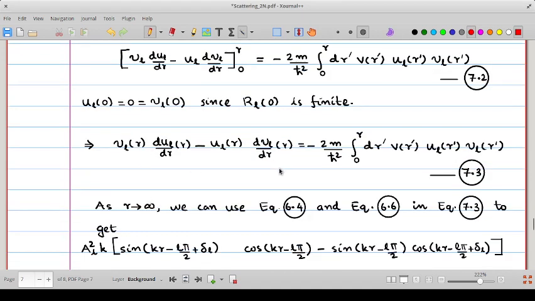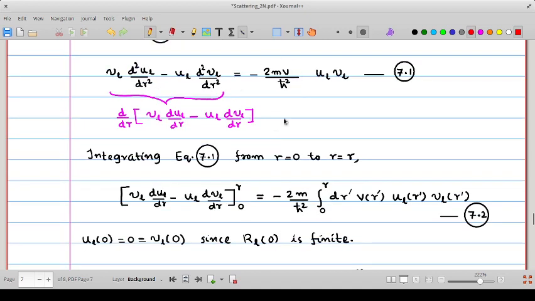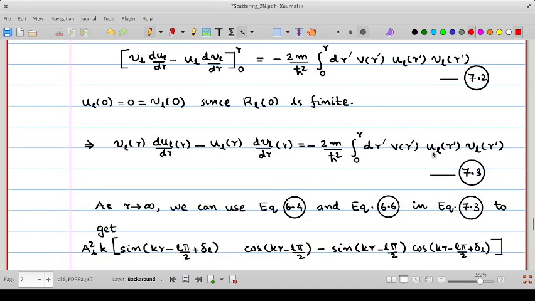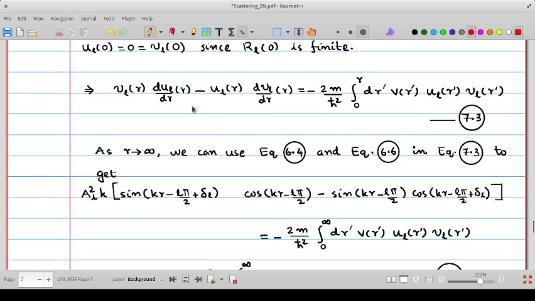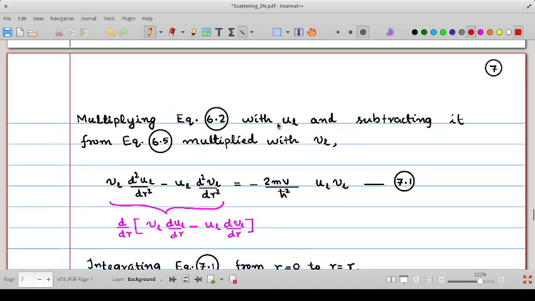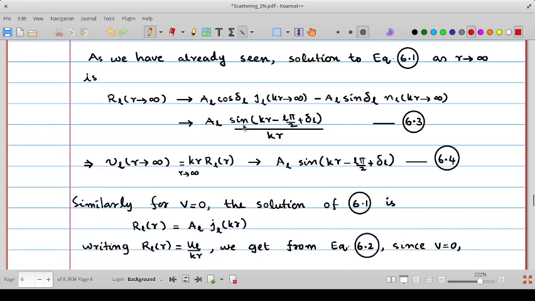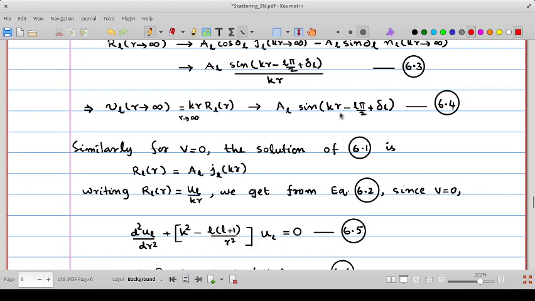So this one is equal to minus 2m/ħ² times the integral of the remaining quantity from 0 to R, dr' V(r') UL(r') VL(r'). Now as R tends to infinity, on the left hand side we have VL and UL as functions of R, and we can use the asymptotic forms of VL(R) and UL(R), and they are given by this equation. For UL it's given by this, and for VL it's given by this equation.